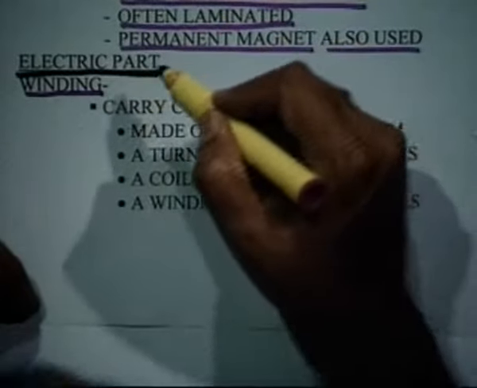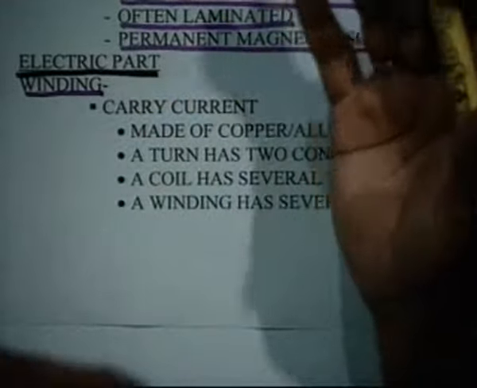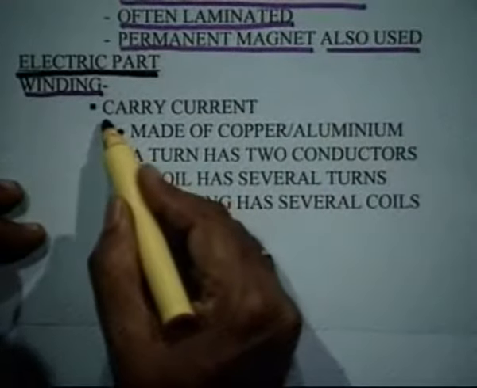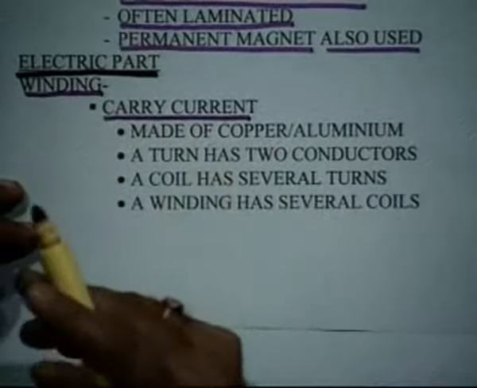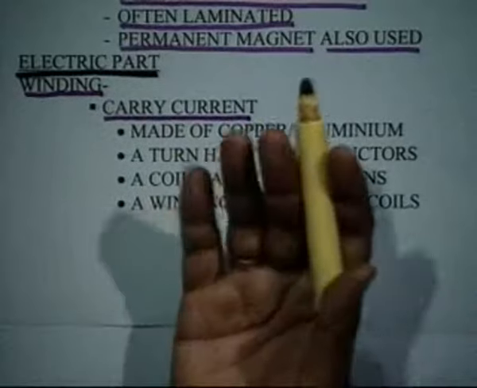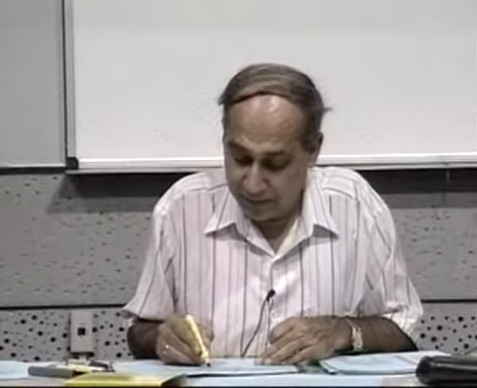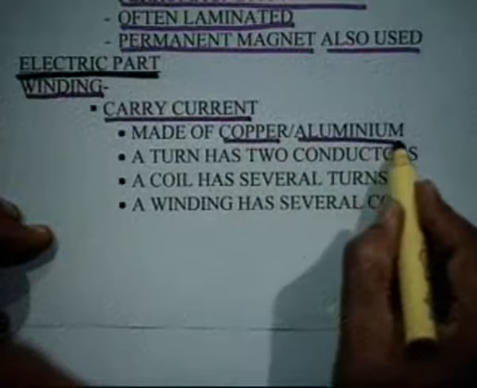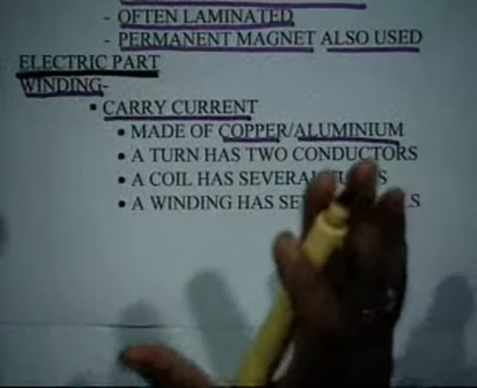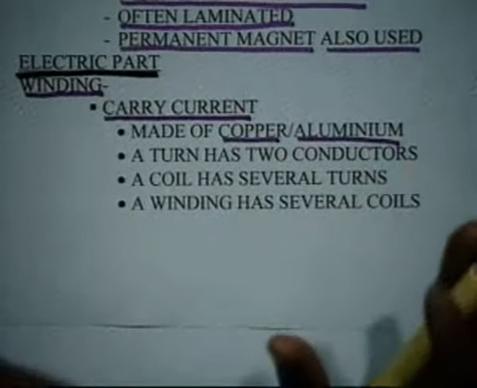Just like the magnetic part of the core carries the flux, the electric part, the winding, carries the current. Now what is this winding and what is it made up of? The first thing we know is that the winding carries the current. It is made up of typically copper or aluminum. So this is in all machines.